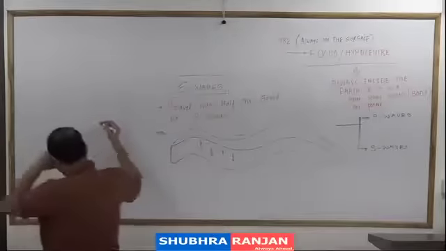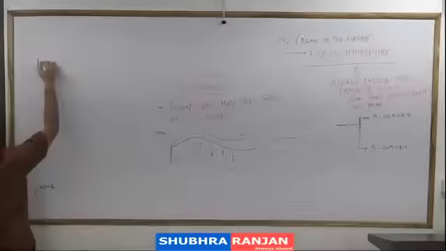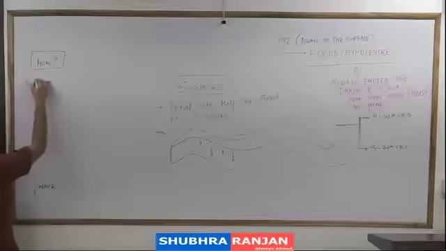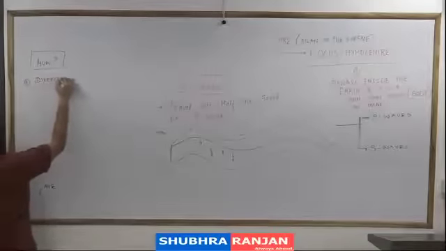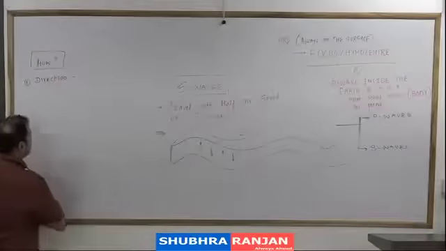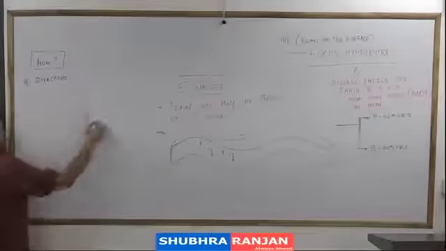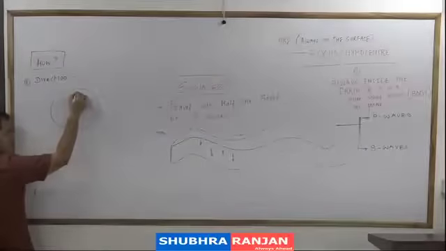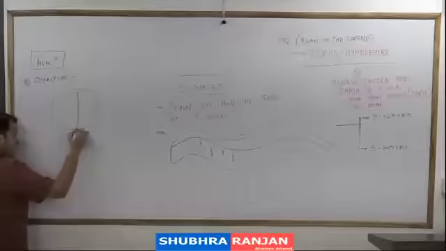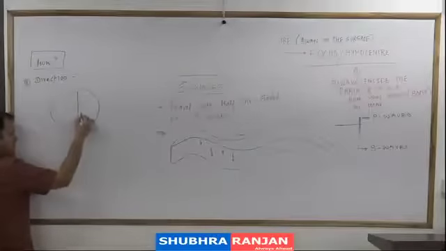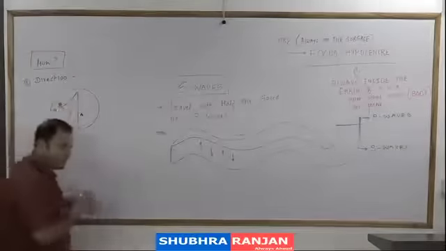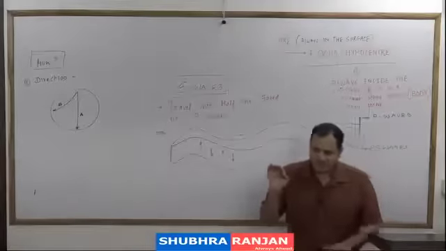Now, how do they help in studying the interior of the earth? First is direction. Suppose this is the focus, and from here the wave is generated. If the wave travels in manner A versus manner B, what can you conclude?